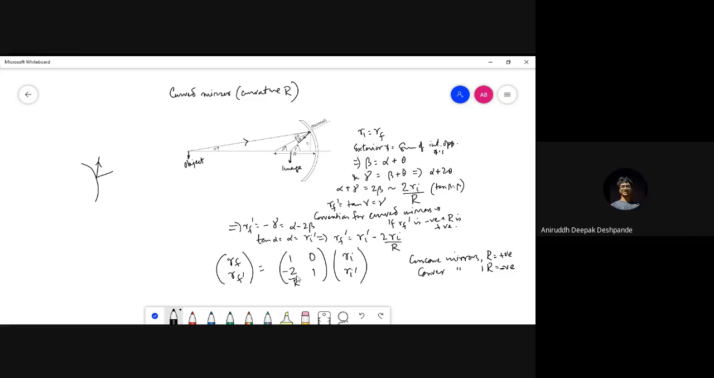Sir, what exactly is r dash? As in, is it dr by dz? Yes. Because in the reflected ray, the slope of the line is still positive, right?